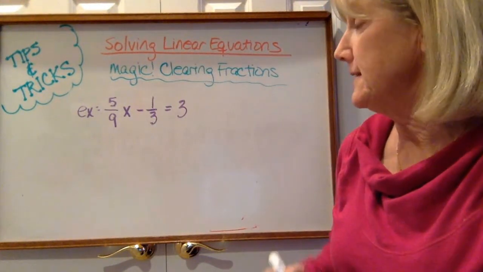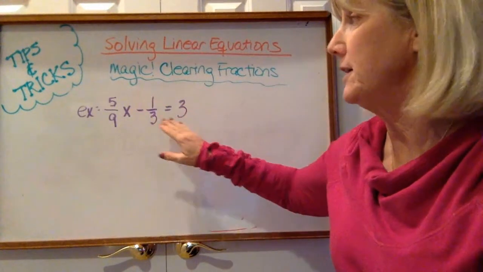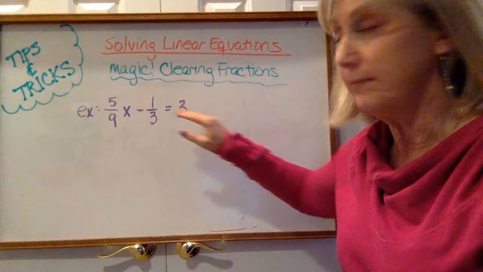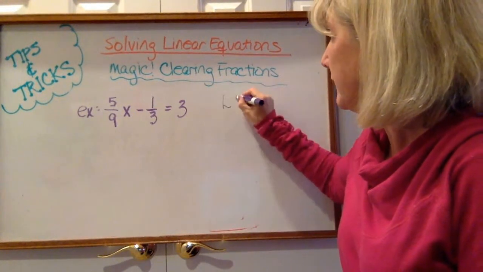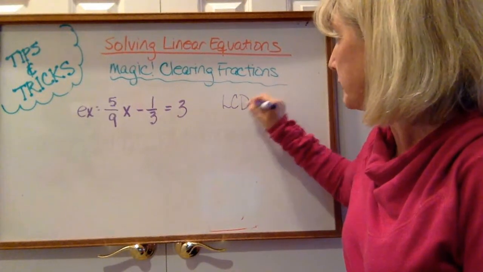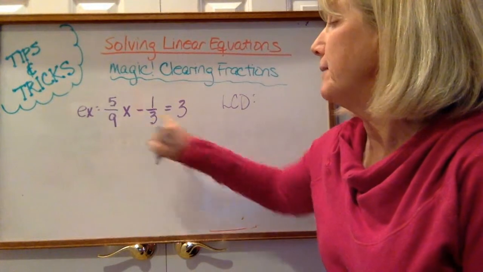What you need to do is multiply both sides of the equation, in other words, every single thing in the equation, by the lowest common denominator or the least common multiple. Those are the same thing. What that is, it's the smallest number that all the denominators go into.